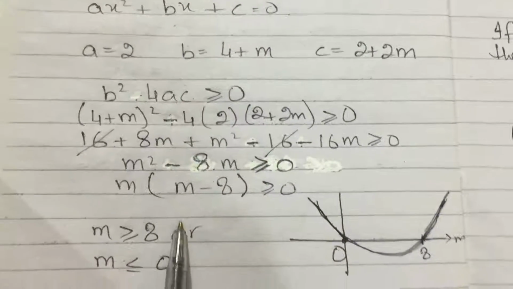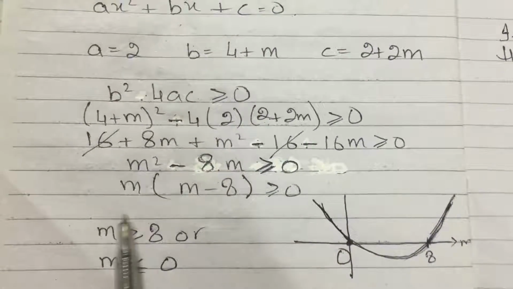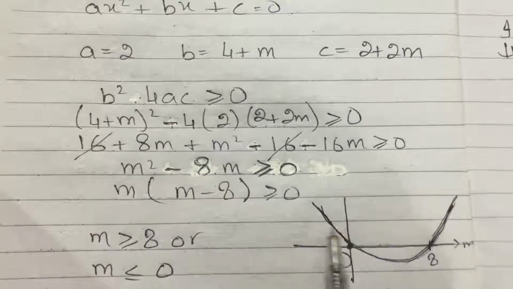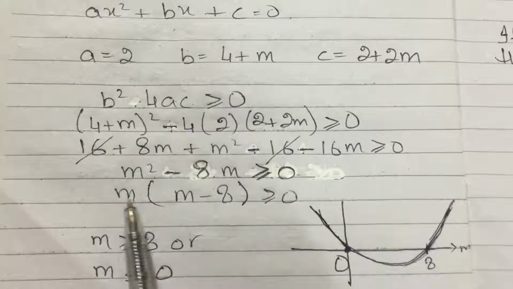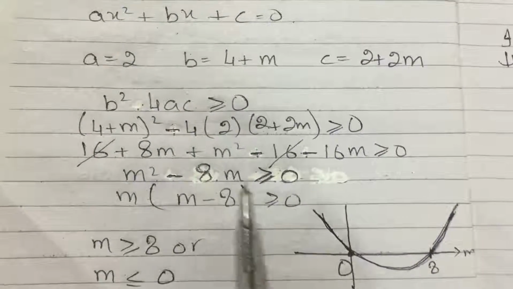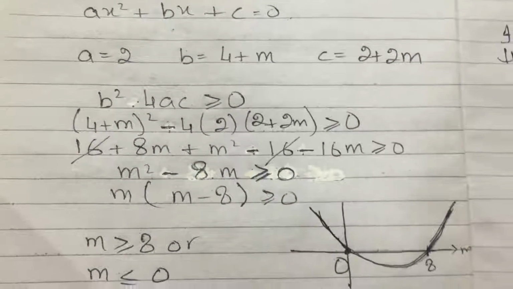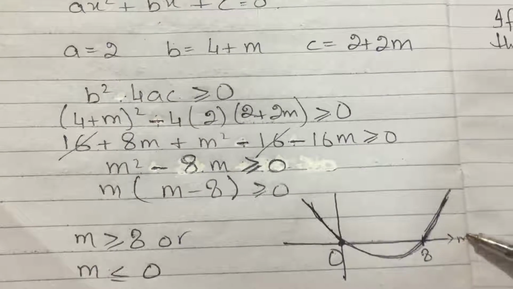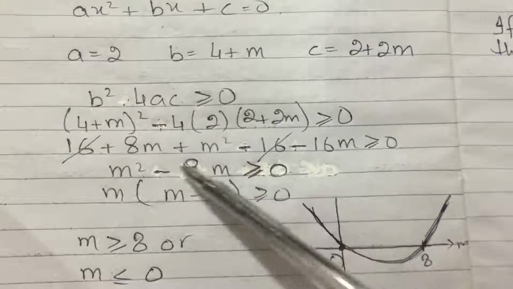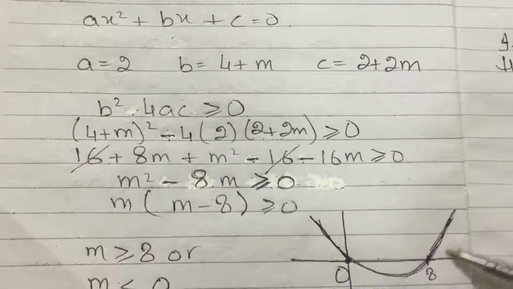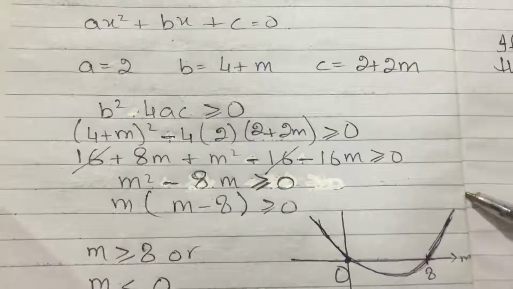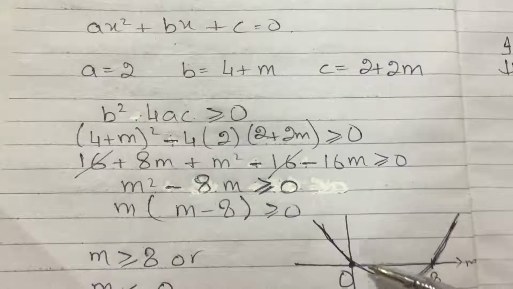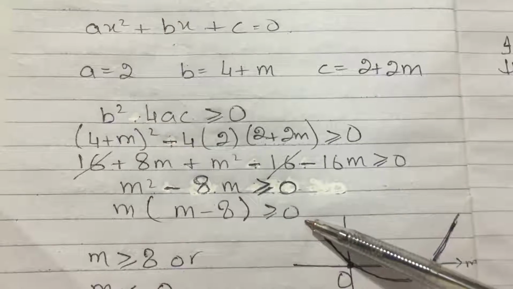Now, this is the tricky part for most of the students. They don't know which sign will come here. So the thing here is that which value of m you will plug in here so that your answer is greater than 0. It means the part of the graph which is above the m-axis, because it is my m-axis right now. The equation is in terms of m. So this part will give me positive value. So what are the values of m on this part of the curve and on this part of the curve?